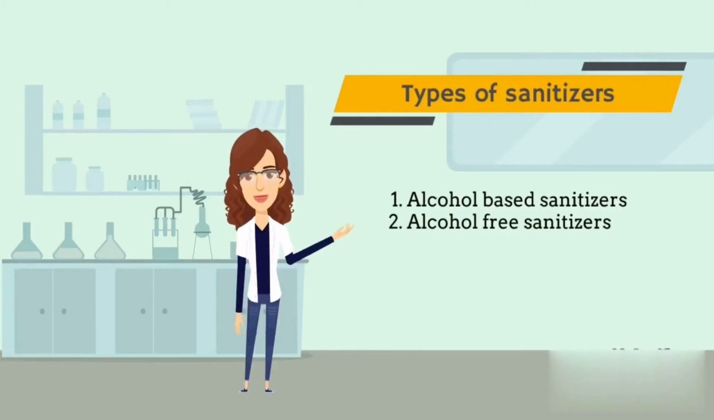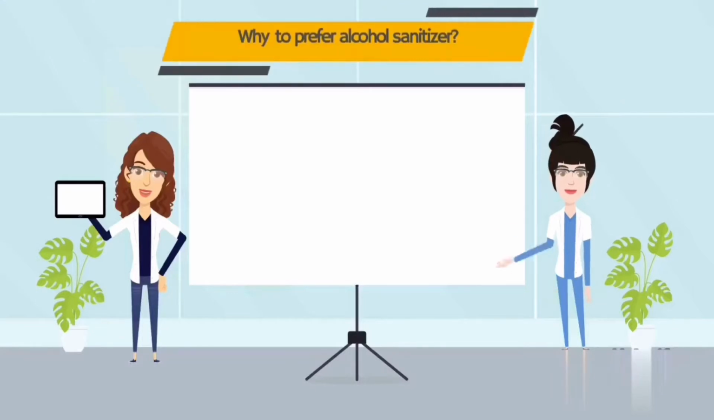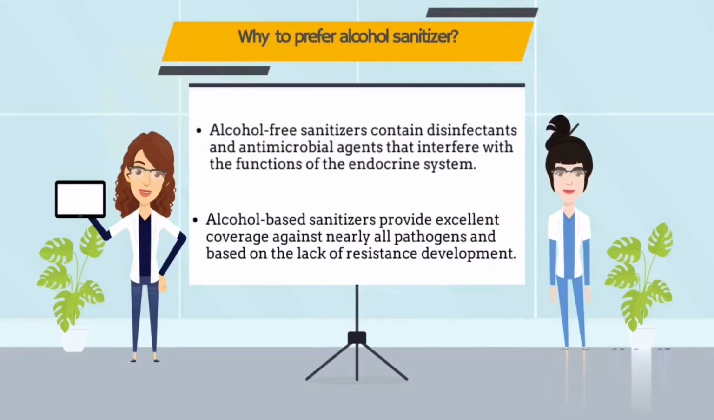Alcohol-based sanitizers contain 60 to 95% alcohol, usually in the form of ethanol or propanol, while alcohol-free sanitizers contain disinfectants such as benzalkonium chloride, or antimicrobial agents such as triclosan. We prefer alcohol-based sanitizers because alcohol-free sanitizers contain disinfectants and antimicrobial agents that interfere with the functions of the endocrine system. However, alcohol-based sanitizers provide excellent coverage against nearly all pathogens and there is a lack of resistance development.